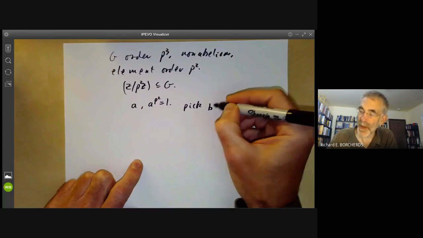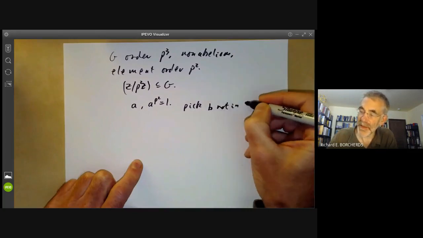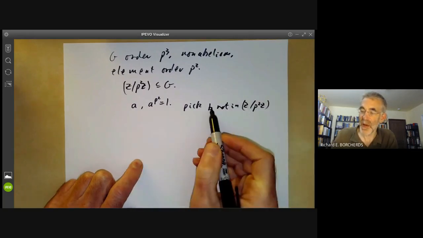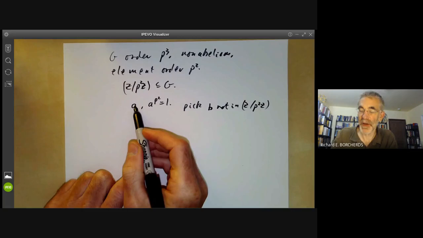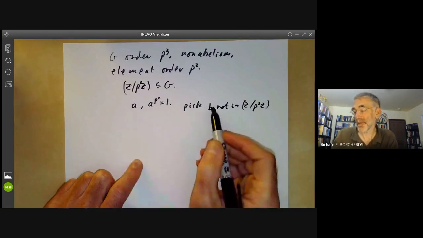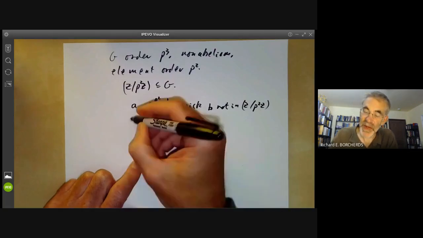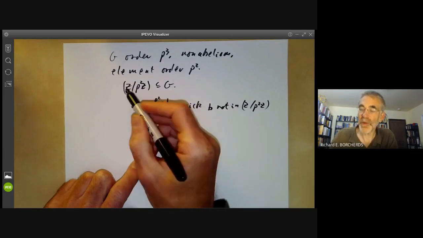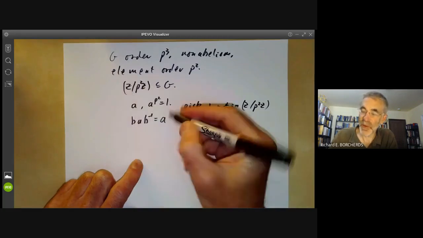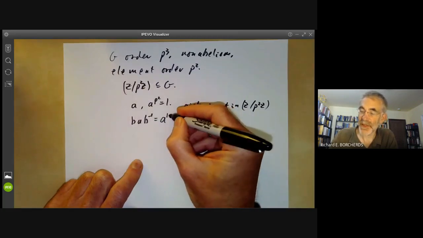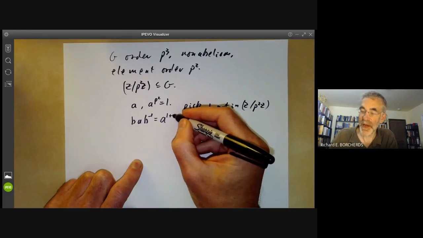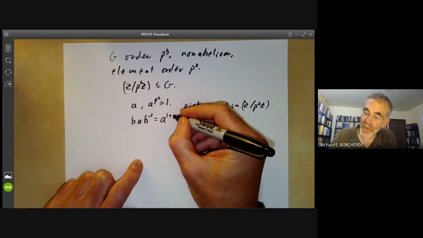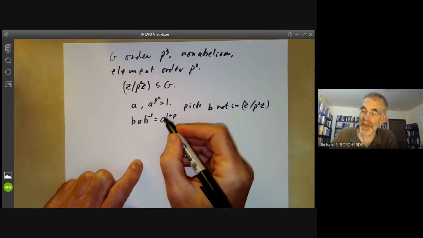And now let's pick B not in this Z modulo P squared Z. And then what do we know about B and A? Well, B has to act non-trivially on A, otherwise the group would be abelian. So BAB to the minus 1 is equal to A to the something. And the automorphisms of Z modulo P squared Z are all of the form A to the 1 plus something times P. And we can simply replace B by a power of B. And we may as well assume that it takes A to the 1 plus P.